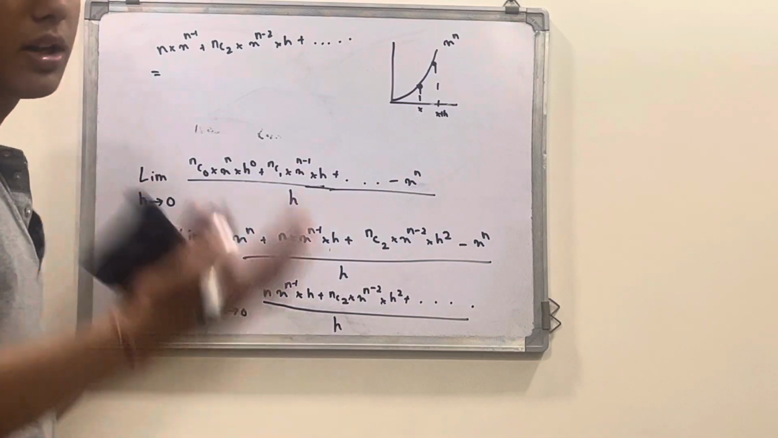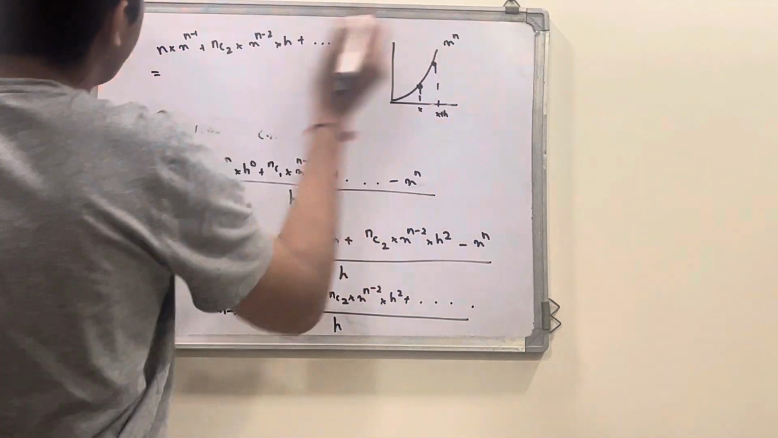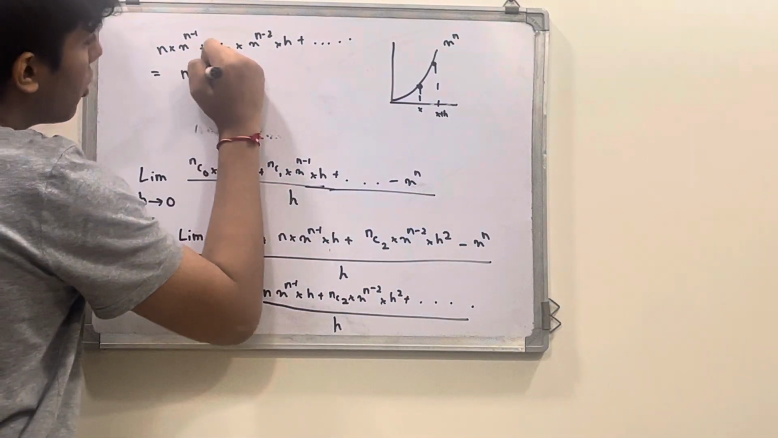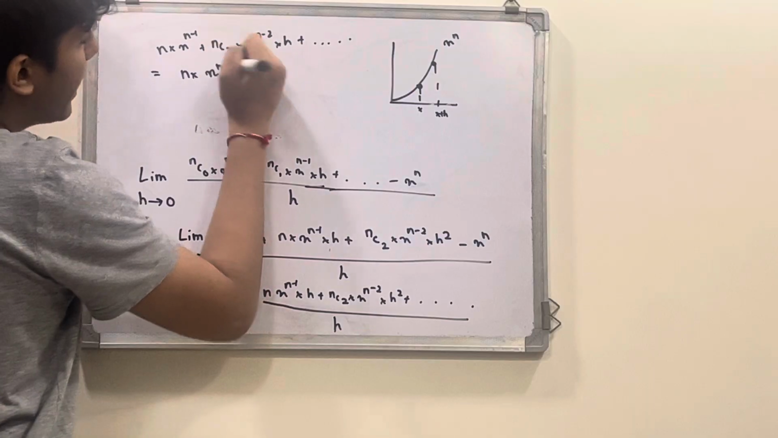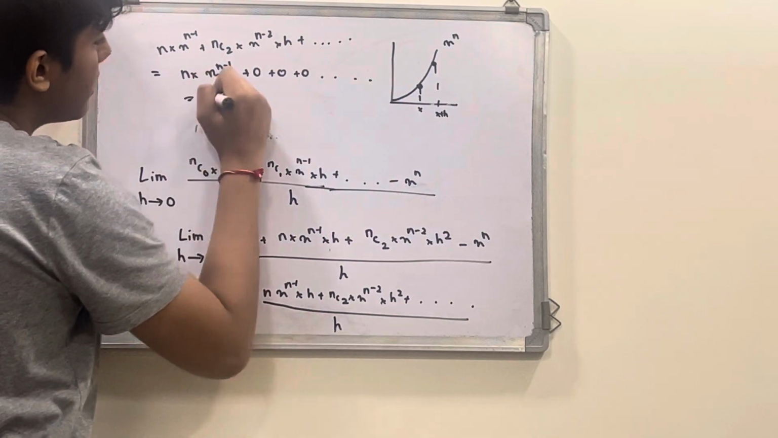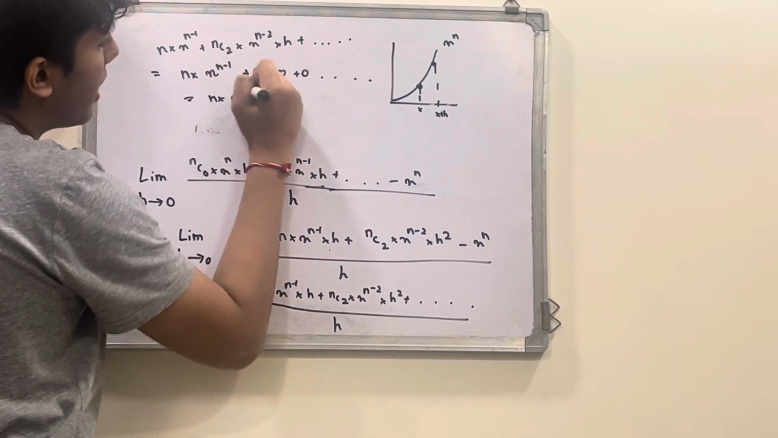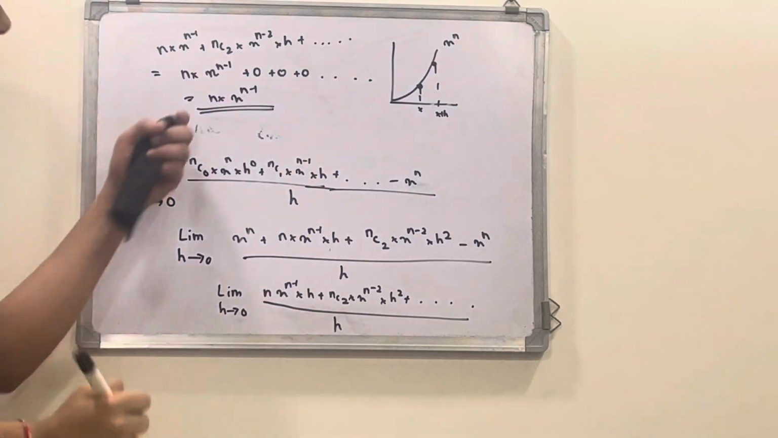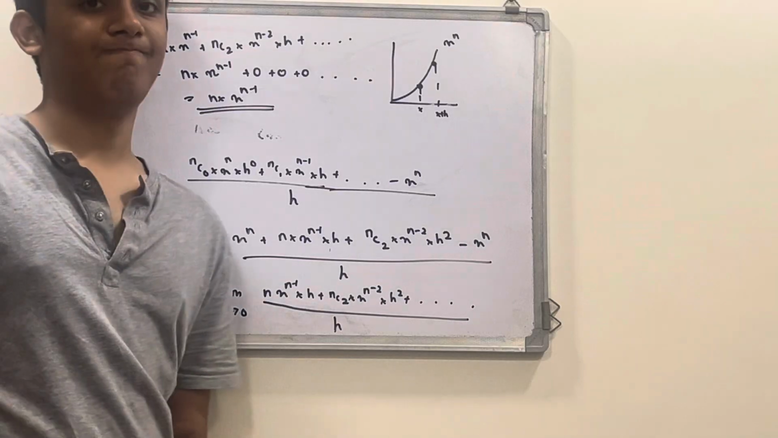0 to the power of whatever is always going to be 0. So this is equal to n into x to the power n minus 1 plus 0 plus 0 plus 0 and so on, which is equal to n into x to the power n minus 1. And this is your differentiation formula. Thank you.